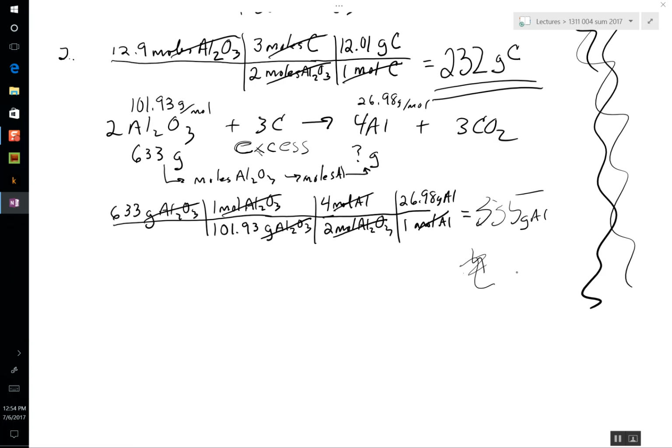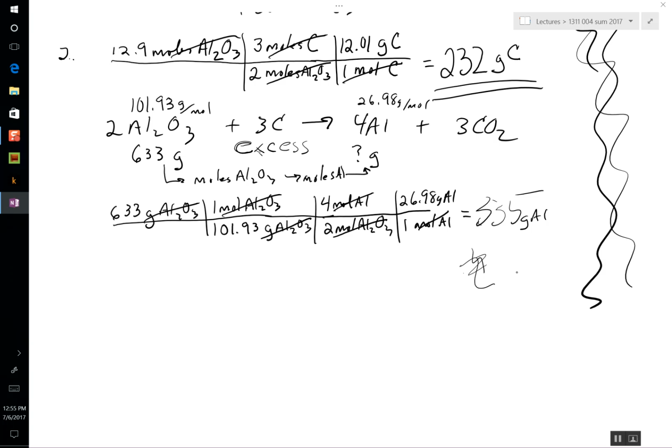Now let's go on into talking about actual yield. Let's say we did this and Alcoa recovers 305 grams of aluminum from that reaction. And we want to know what their percent yield is. Percent yield equals actual divided by theoretical times 100%. Not going to get much easier than this in terms of kinds of calculation.